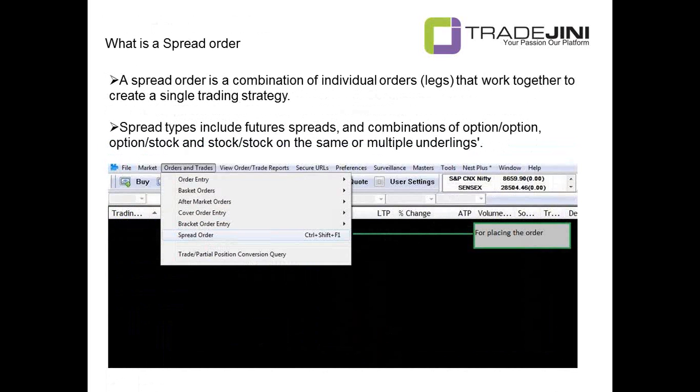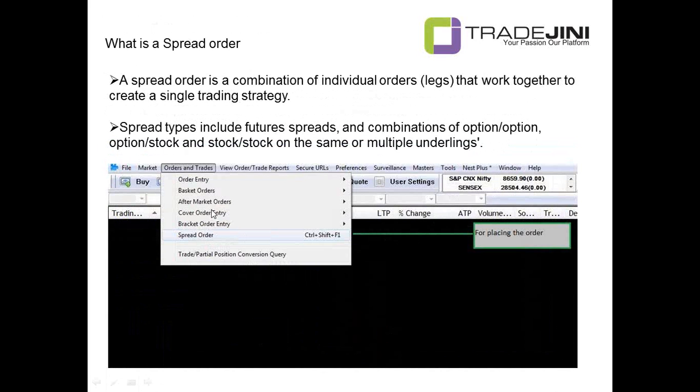Now, spread order. It's also a very important tool, majorly used for rolling over your position. Suppose you are long in a stock and the expiry is nearing, and you want to carry on with the long position or the short position. Then spread order comes into play. Earlier, we had to manually exit a buy position, the long position, and then again execute a long position in the next month. In this, out of a single order, we can exit our previous position and go long in the next month.